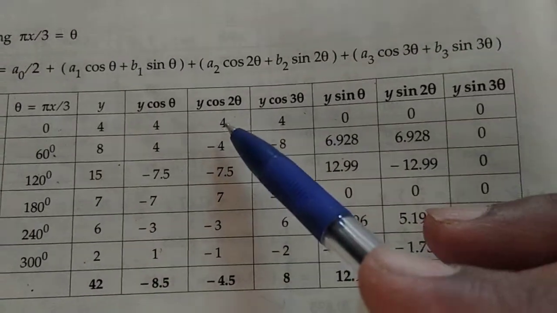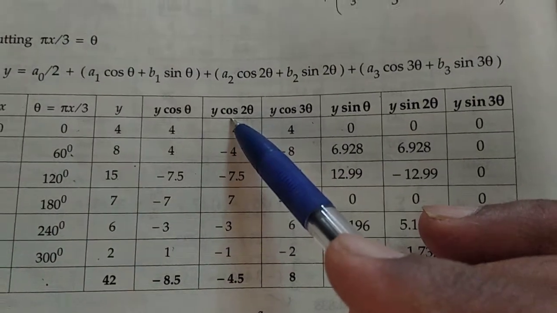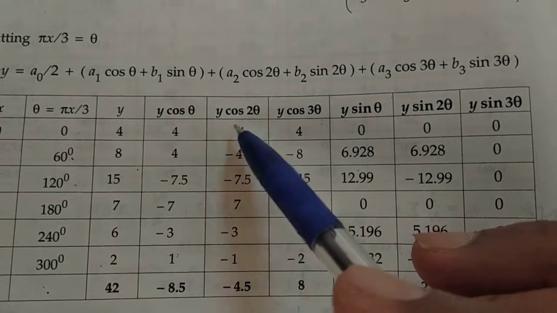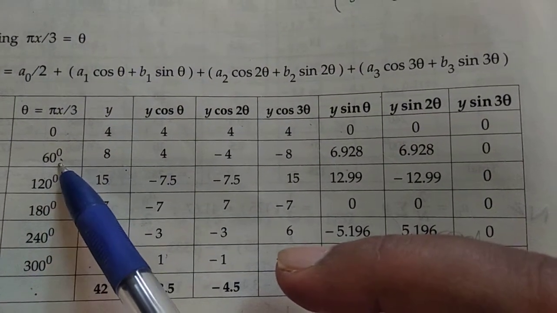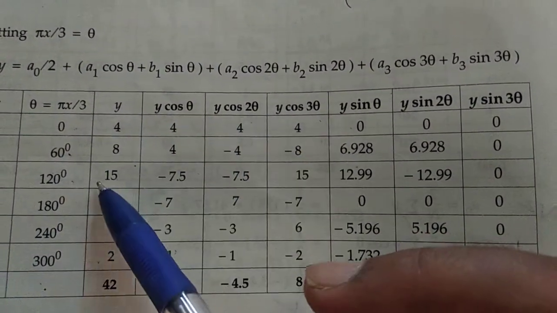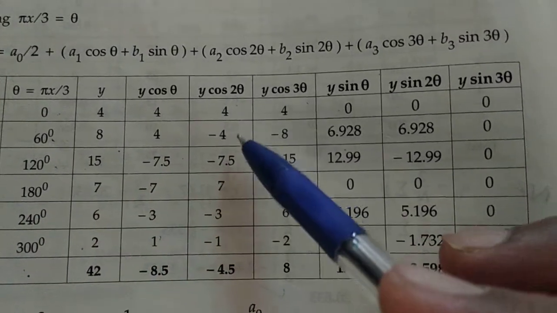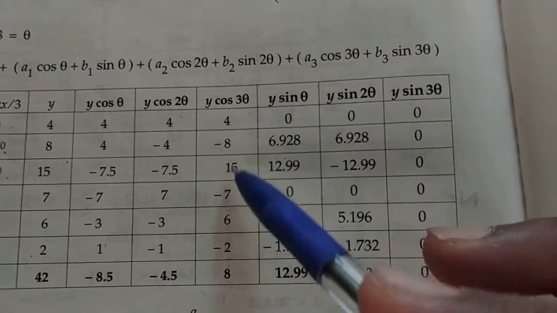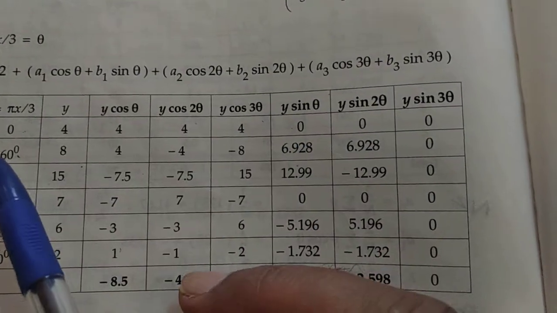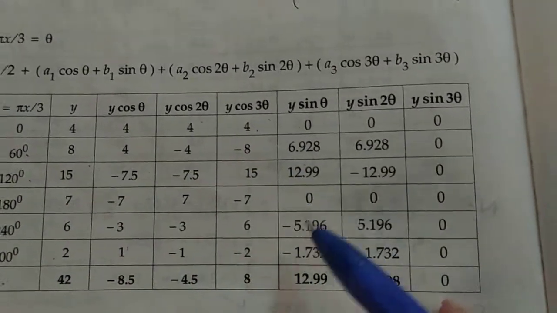Next, y cos 2 theta. So y cos 2 theta means cos 2 into theta, into y. Cos 2 into 60 into y. Cos 2 into 120 into y. Like that only you have to write all the values. Similarly, y cos 3 theta. So multiply 3 with theta, then cos of that one, and the y column you have to multiply.